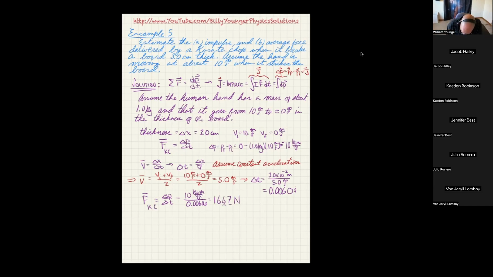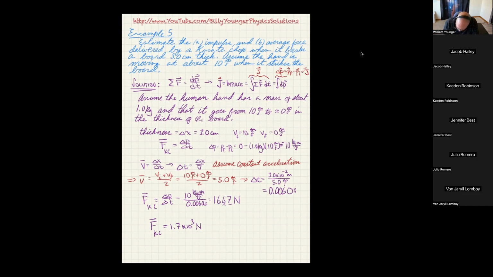So what we know is the average force of the karate chop is about 1.7 times 10 to the 3 newtons, which again, we can turn into pounds. I'll quickly use my calculator.